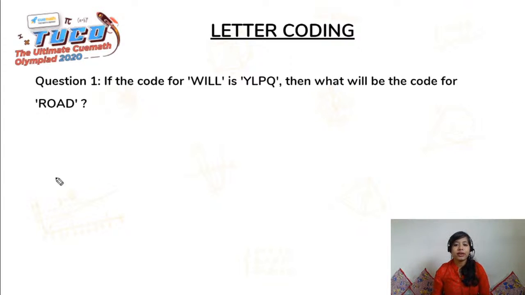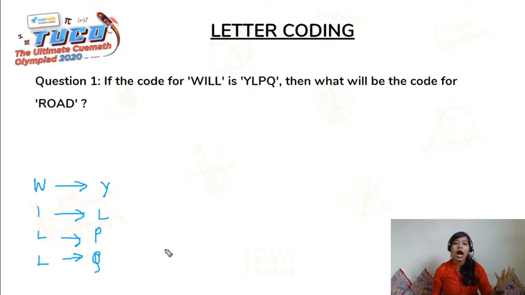So if you see here, WILL is YLPQ. Let me write down the word WILL in this way. W is mapped to Y. I is mapped to the second letter, which is L. L is mapped to the third letter, which is P. And from here, L is again mapped to the fourth letter, which is Q.